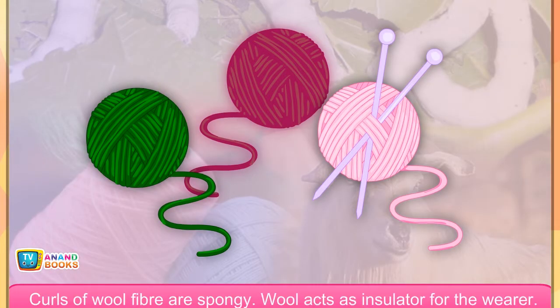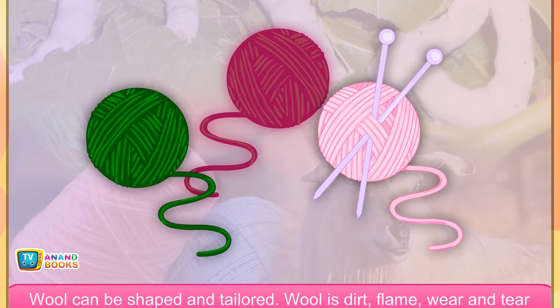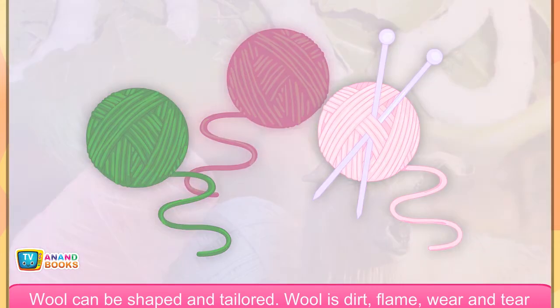Characteristics of wool fiber. Curls of wool fiber are spongy. Wool acts as an insulator for the wearer. It returns to its original position after being stretched. Wool can be shaped and tailored. Wool is stain, flame, wear and tear resistant.